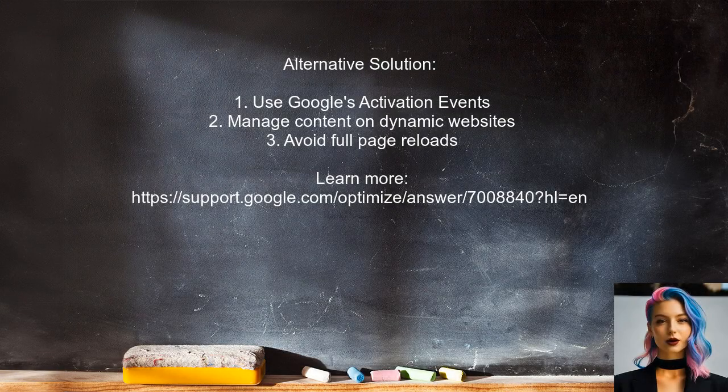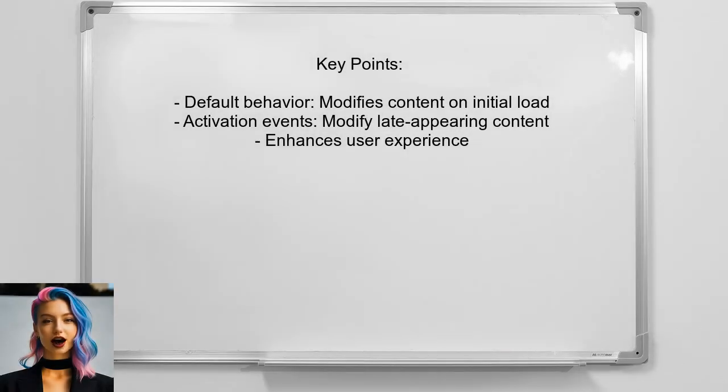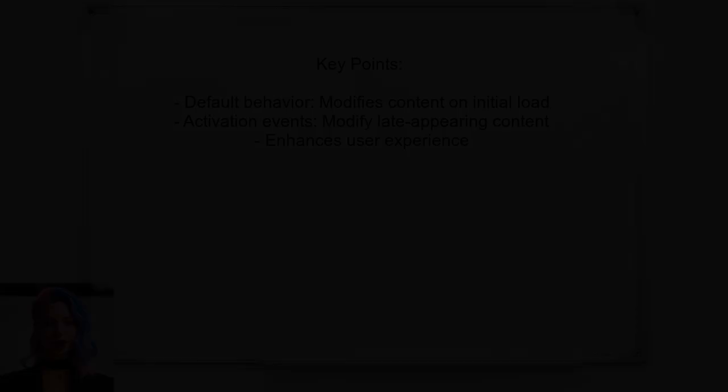One alternative approach is to use Google's activation events. This feature helps manage content on dynamic websites and single-page applications without causing a full-page reload. By default, Google Optimize only modifies web page content during the initial load. However, activation events allow you to modify content that appears later, making the user experience smoother.